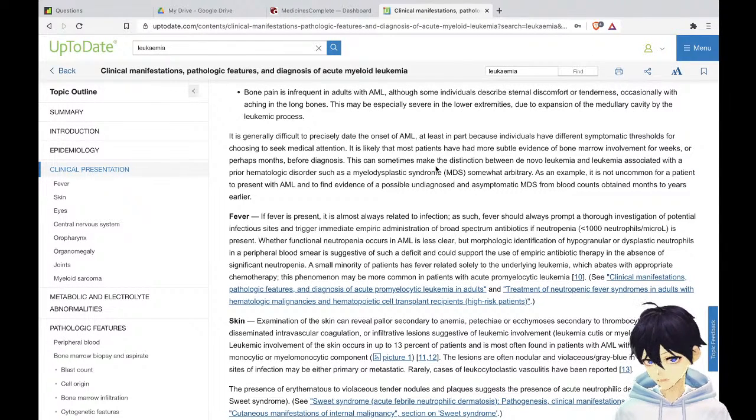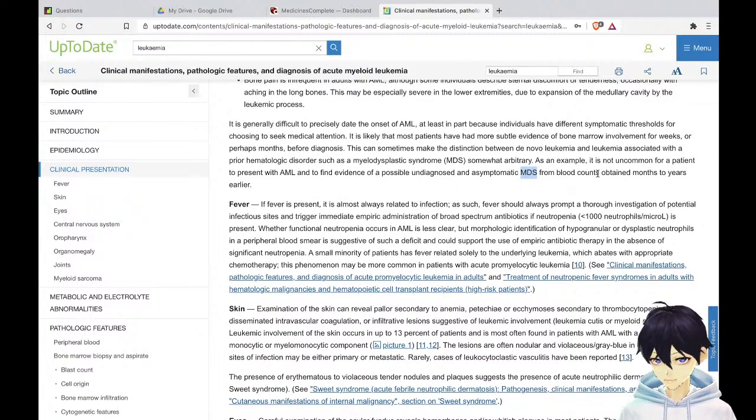This can sometimes make the distinction between de novo leukemia and leukemia associated with prior hematologic disorders such as myelodysplastic syndrome somewhat arbitrary. As an example, it is not uncommon for a patient to present with AML and to find evidence of a possible undiagnosed and asymptomatic myelodysplastic syndrome from blood counts obtained months to years earlier.